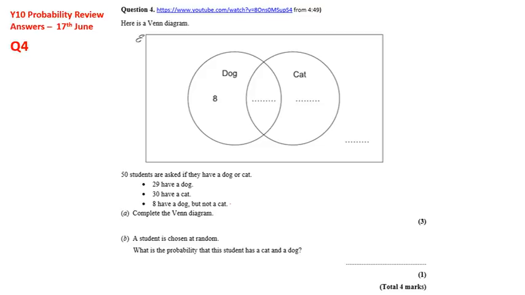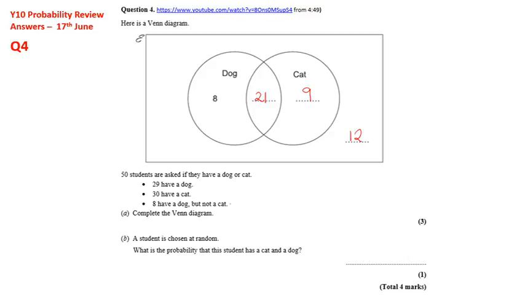But then go to 29 have a dog. So in the whole of that circle, it needs to add up to 29. That means there must be 21 in the middle. Then 30 have a cat. So in the whole of that circle for cat, there must be 30 altogether, which means there must be 9 outside. Now add up how many there are altogether shown already in the diagram. 21 plus 9 plus 8 is 38, but we've got 50 students that have been asked. So if there's 38 shown in the diagram and 50 altogether, there must be 12 outside. 50 minus 38.